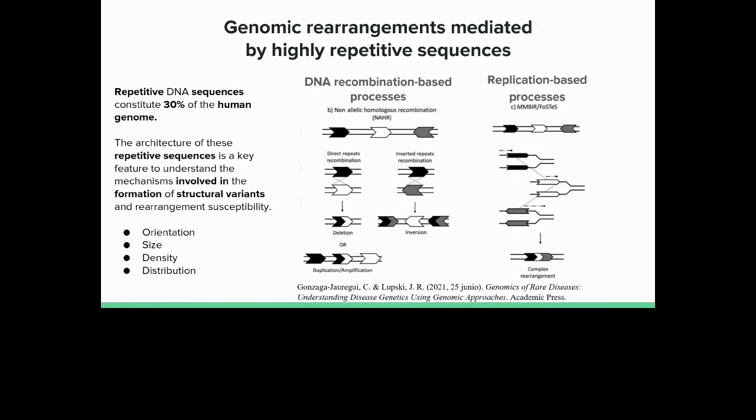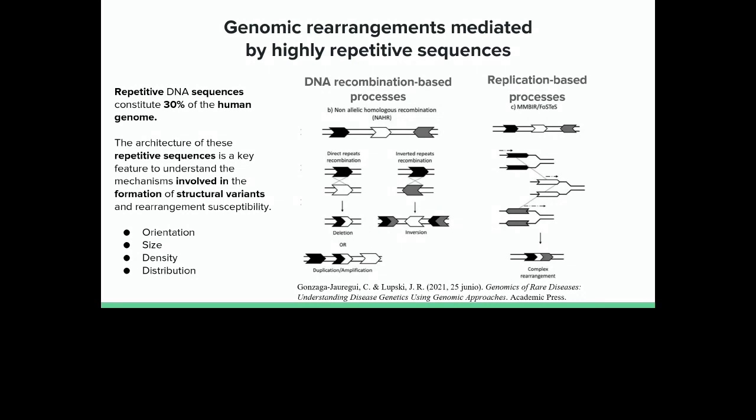If it is between direct repeats, you can get deletions, duplications, or even amplifications. But if it is between inverted repeats, you can get inversions. It is also important to note that most of the non-allelic homologous recombination events result in several genomic disorders.